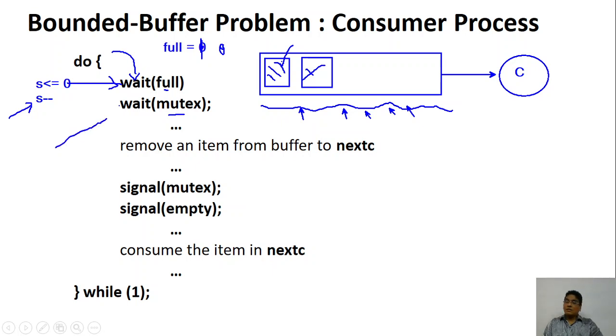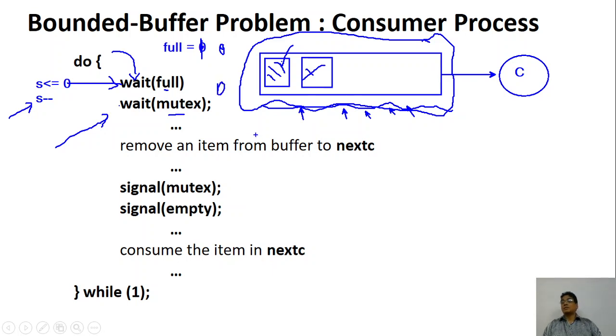Next one is on the mutex. You know very well what the next thing is. Suppose you are able to take one item, what's the next thing you must do? You have to lock this buffer. How can I lock this buffer? Remember, the initial value of mutex was 1. So you wait, and what will be the value of this? It will be 0.